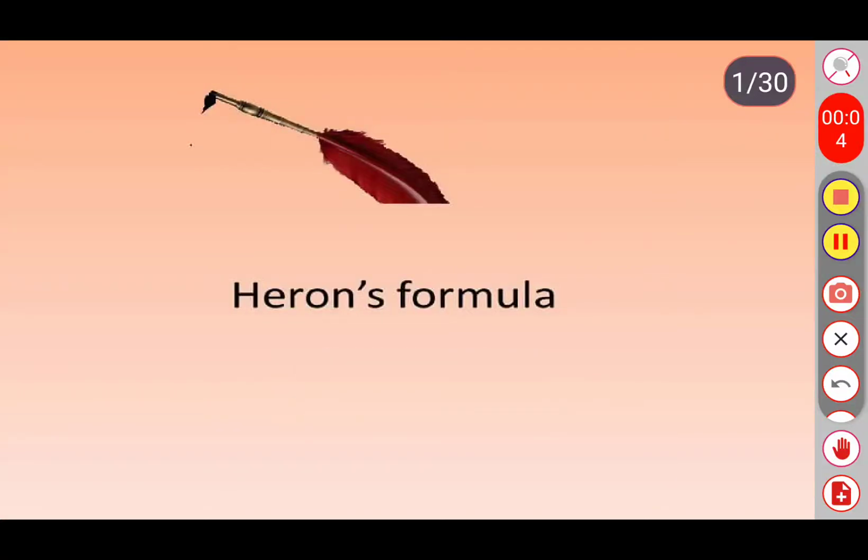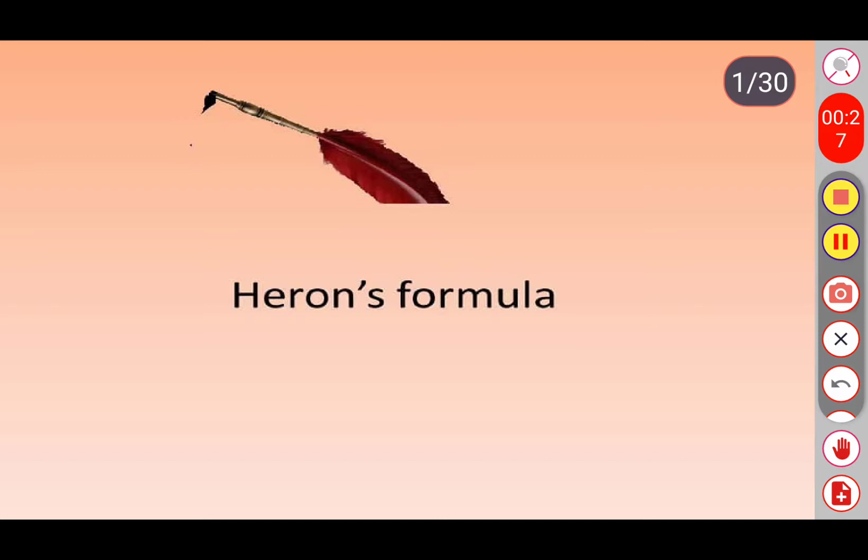Hello students, today I am going to start class 9th mathematics and the name of the chapter is Heron's formula. In this chapter you are going to find the perimeter and area of different types of triangles.